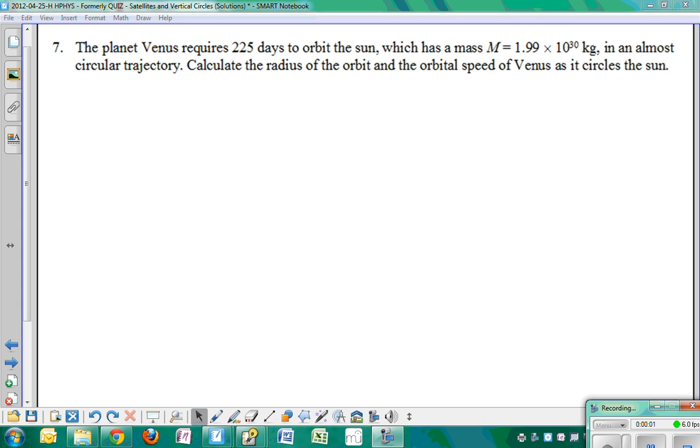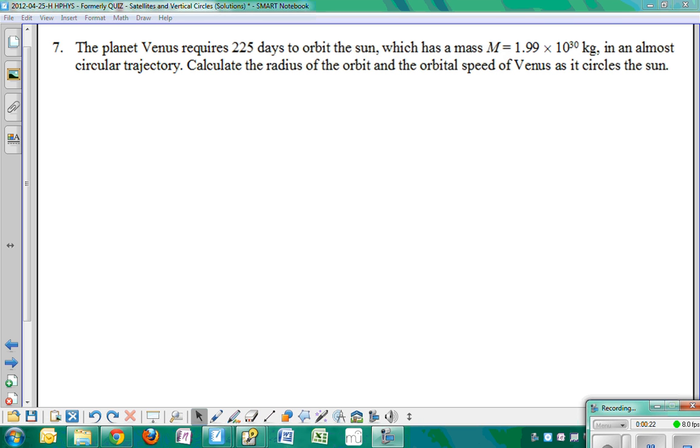Number 7, planet Venus. We have a 225-day orbit, and that's the period. And we were given the mass and an almost circular trajectory. Well, but we know that, right? Because these ellipses are not very elliptical. Their eccentricities are very small, very close to zero. We're going to calculate the radius of the orbit and the orbital speed of Venus as it circles the sun.